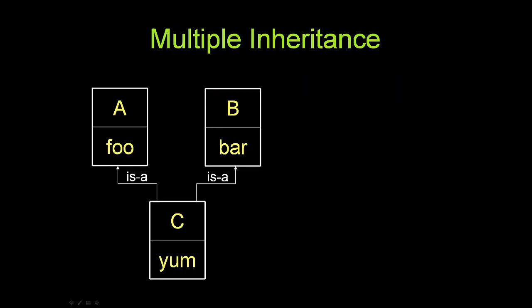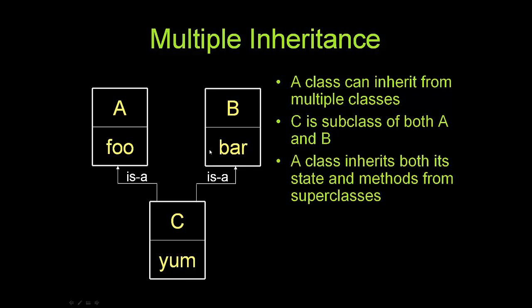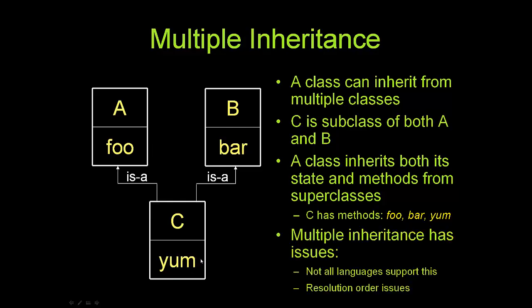It turns out that it's possible for a class to inherit from more than one parent class. So for example, in this case, C will inherit from both A and B, right? So in other words, C is a subclass of both A and B. Now, here A has foo, B has bar, right? And then when a class inherits from two different superclasses, it will inherit both the state as well as the methods from both classes. So in this case, C has yum, so C has methods foo, bar, and yum.